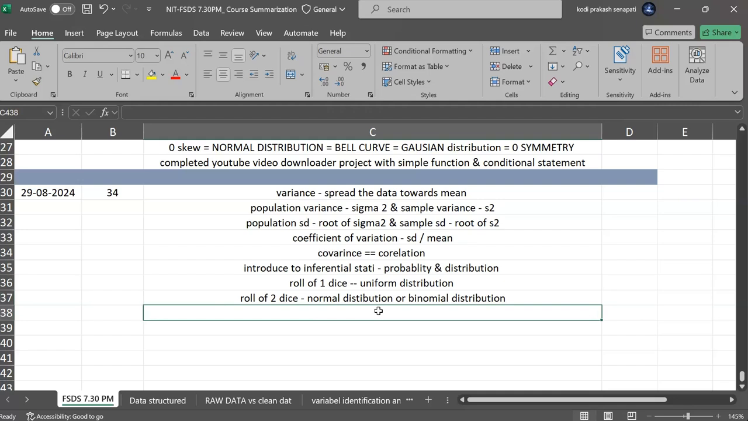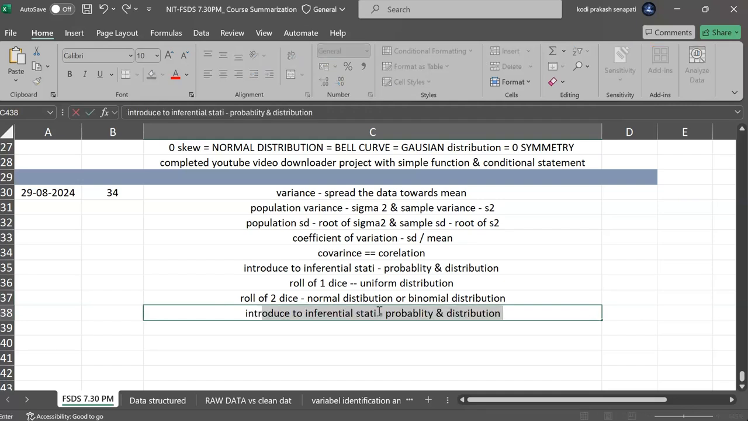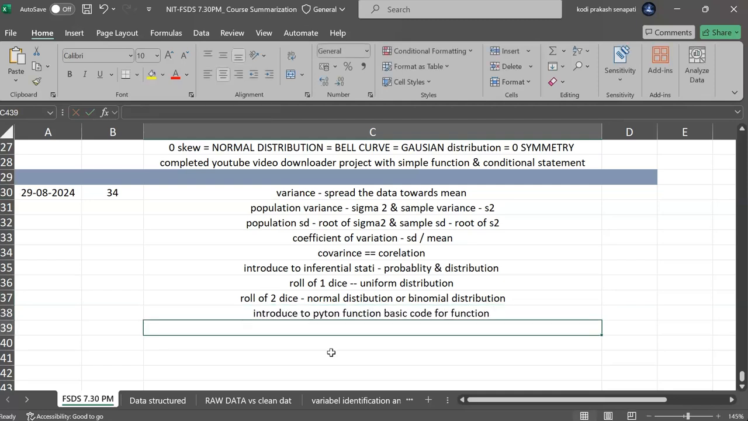And what next? Then we were introduced to Python functions. We did some basic code for functions. That's it. And also I shared a question bank, right, for Python operators. Are you working on those, guys? Those are very powerful. See, those are hidden things. This we can continue in classes.